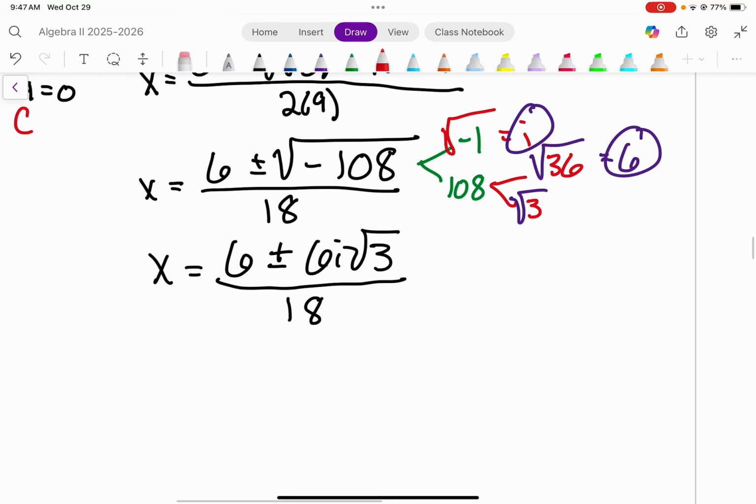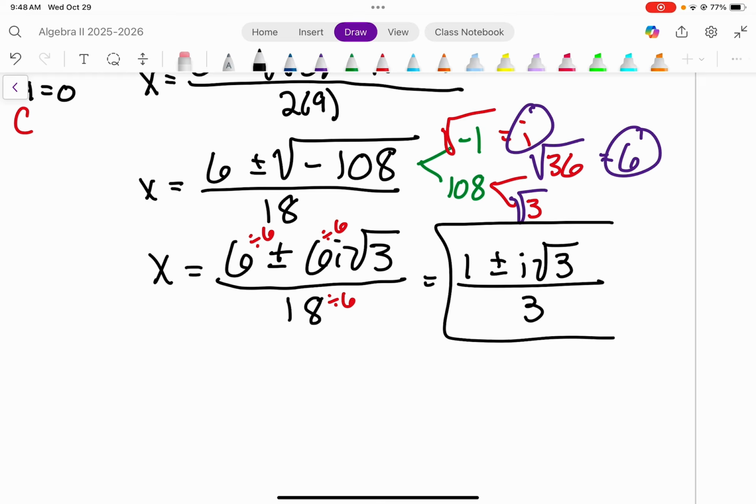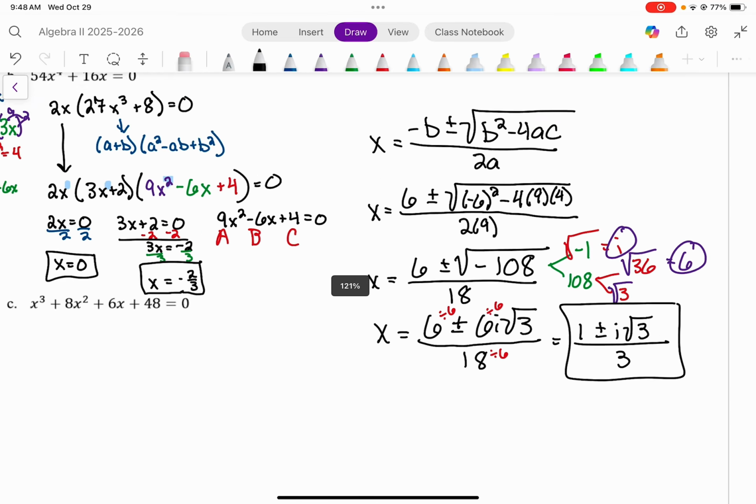Don't forget you should simplify your fractions. So if any of these numbers in the front, your coefficients, can be divided by a greatest common factor, you should be doing that. So 6 divided by 6 would be 1. That would leave us with 1i, or just i, square root of 3, all over 3. This would be our final answer for that.